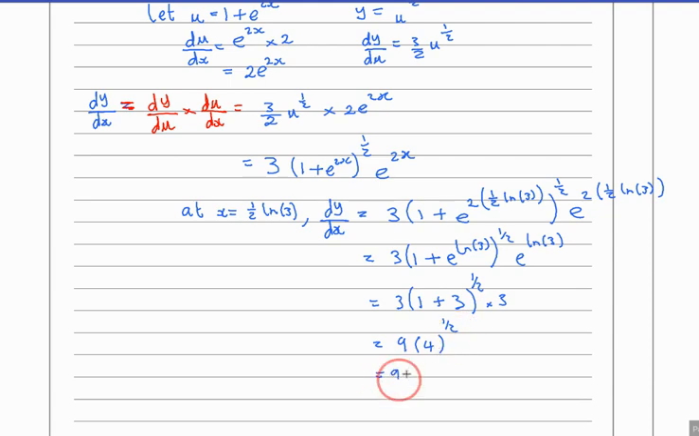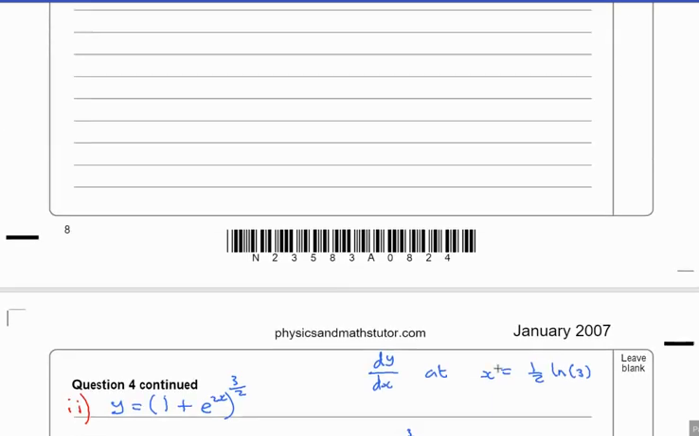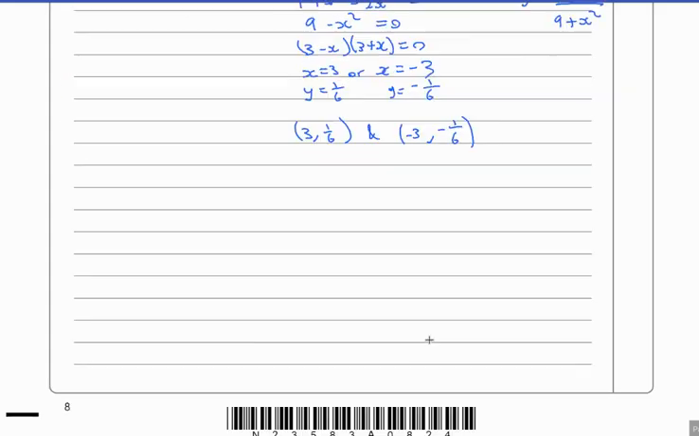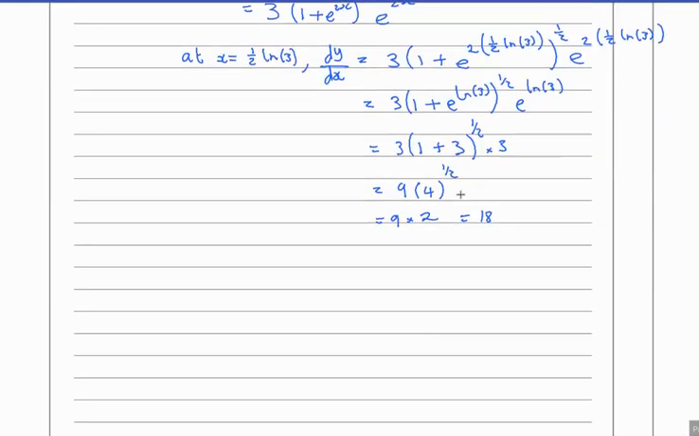That's equal to 9 times 2, because 4 to the power of a half is the square root of 4, which is 2. And that is equal to 18. And that is our value. That's the value of dy/dx at x equals a half ln 3. So that's that question done.